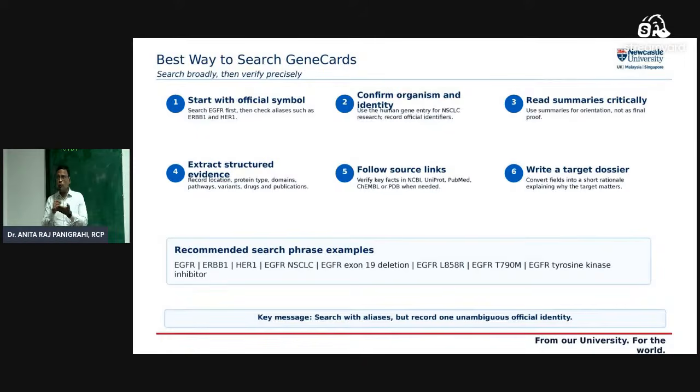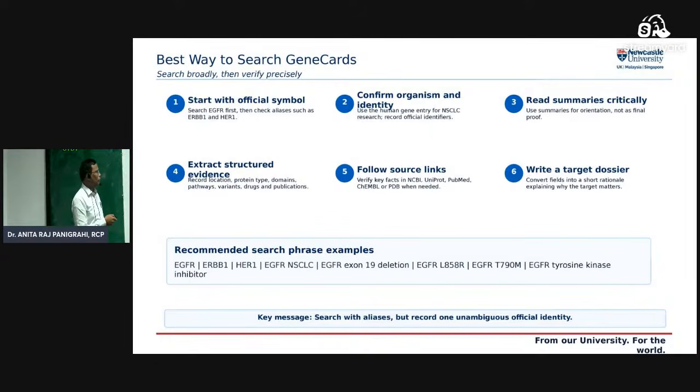Then extract structured evidence. That means you need to write notes. Some people simply glance through, but you need to read and write out what the points are. Then follow the source links. Then verify the key facts in all these sources: UniProt, PubMed, ChEMBL, PDB. That means you need to cross-check them.